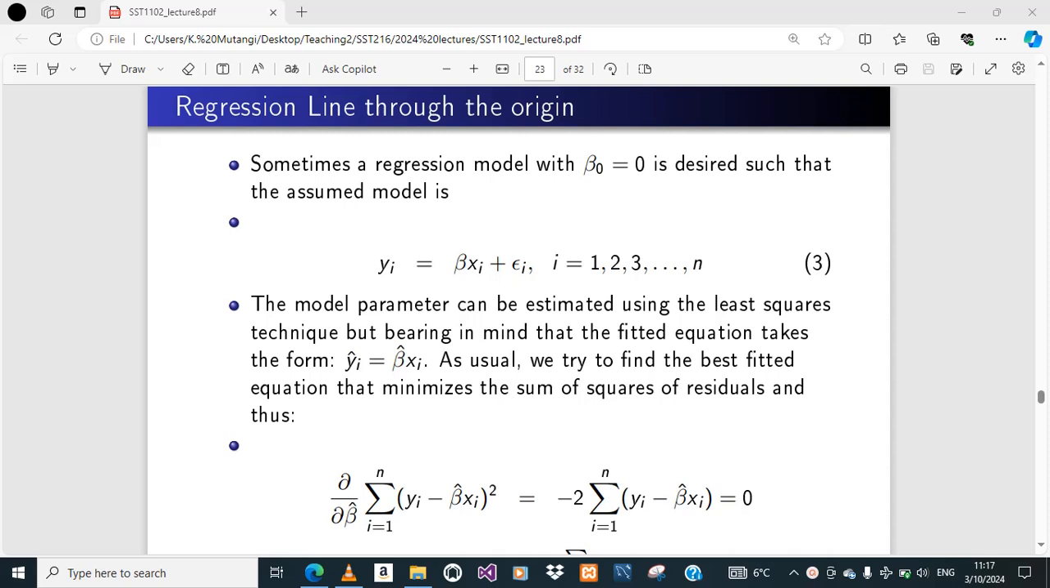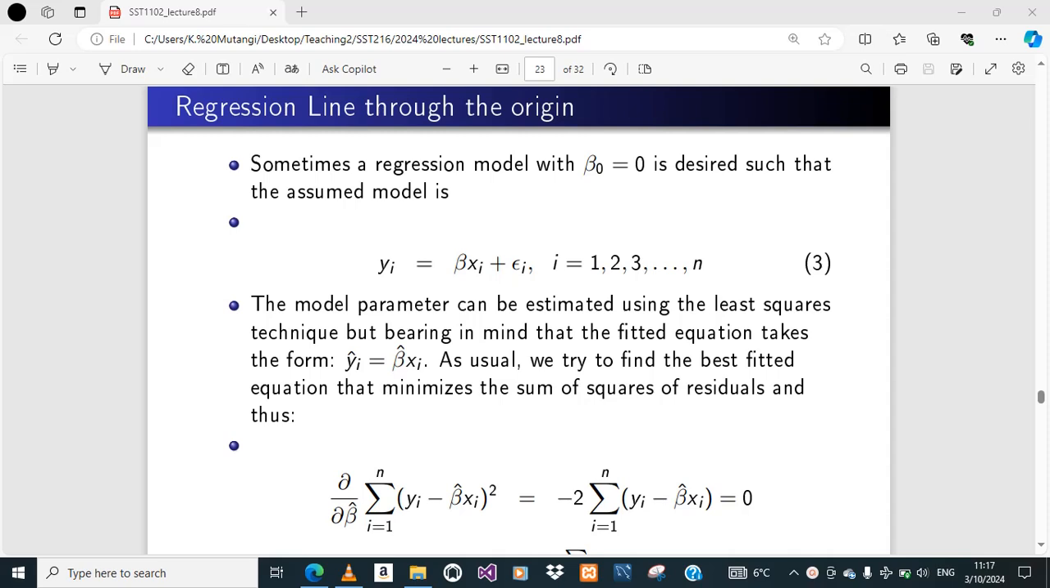We are now beginning part 2 of the regression, which is regression line through the origin. This is where beta naught is actually 0. So here sometimes a regression model with beta naught equal to 0 is desired, such that the assumed model is as follows: yi is equal to beta times xi plus epsilon i, of course, for i equal to 1 up to n observations. The model parameter can be estimated here.